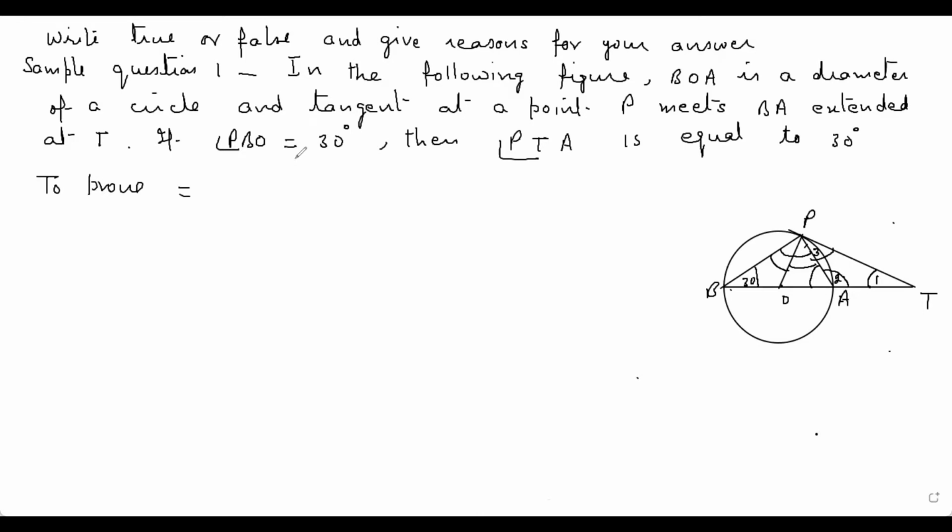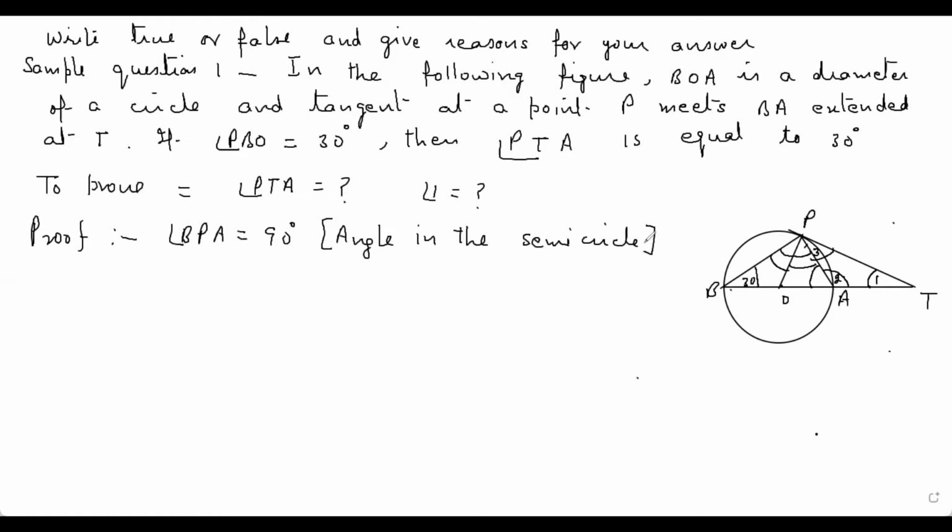Now what are you to prove? You are to find angle PTA. It means you are to find angle 1. Proof is: angle BPA is 90 degree, angle in the semicircle. So this angle is 90 degree. Let this angle be 4.